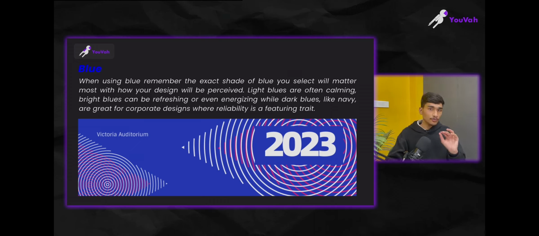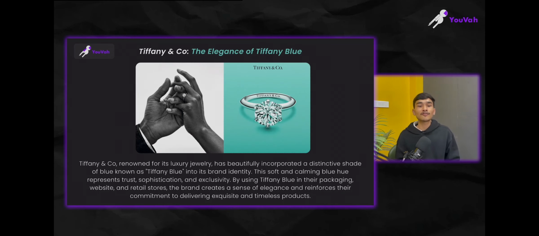There is a tint of blue which is called teal. There is a company called Tiffany and Co. They are a jewelry making company, and they use this teal color, the elegance of Tiffany blue, and the color itself is sometimes called Tiffany blue. You can search for Tiffany blue color and you'll find this color.